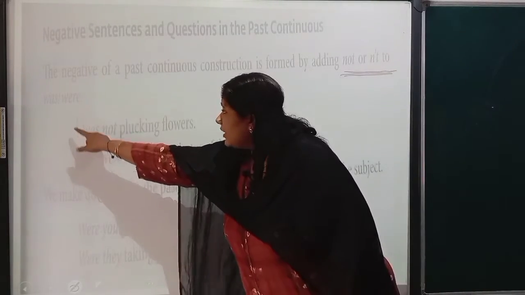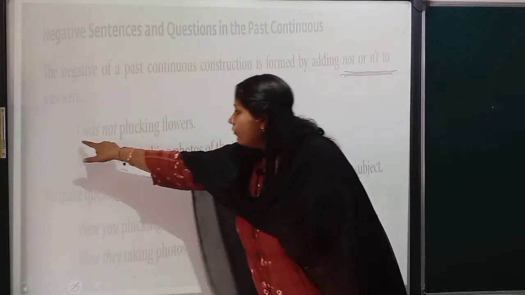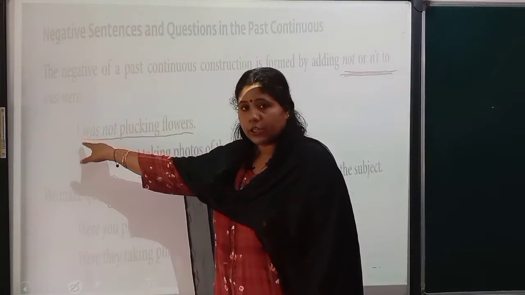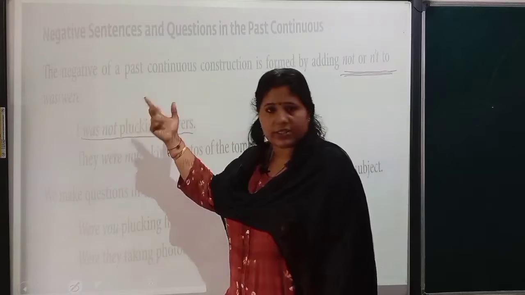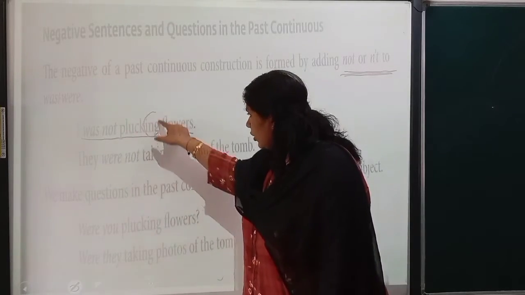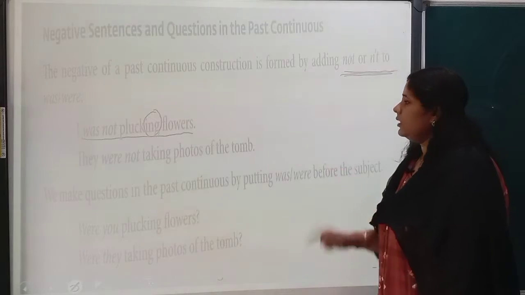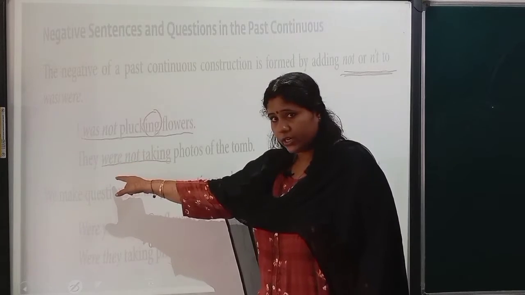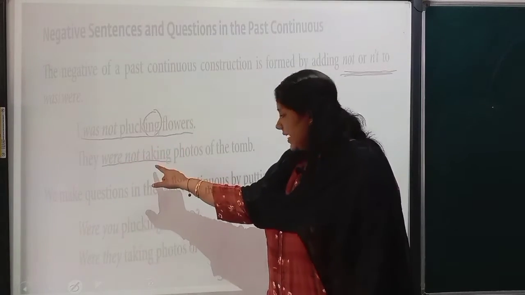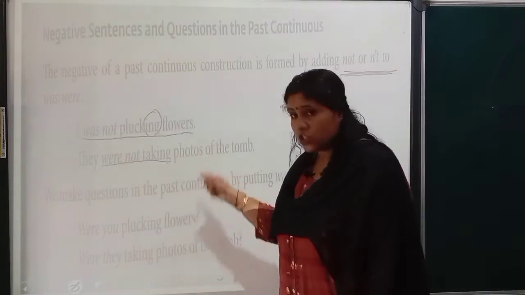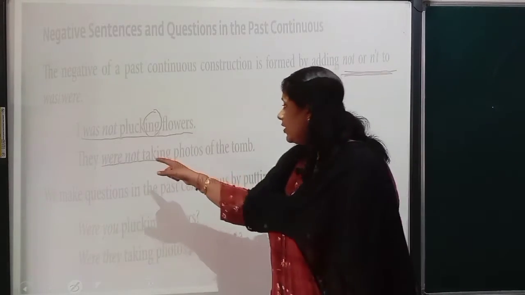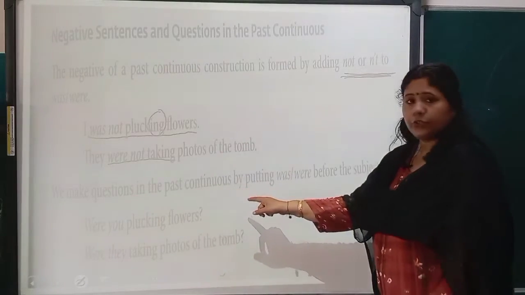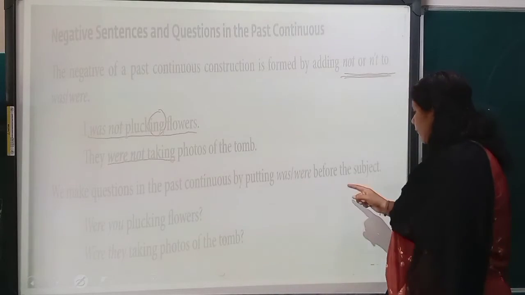So, with was or were. I was not plucking flowers. I is singular, was, then not because it is negative, then plucking because we are talking about past continuous. They were not taking photos of the Tom. They is plural, so were, then not because negative, then the main verb take with ing, because we are talking about past continuous. We make questions in the past continuous by putting was or were before the subject.